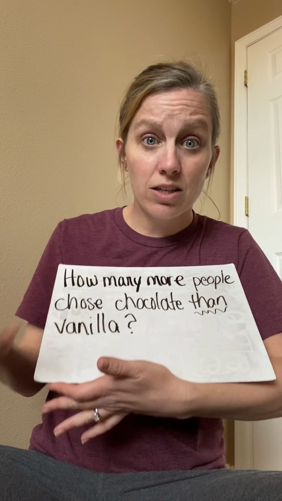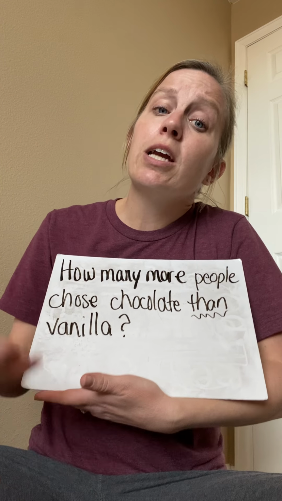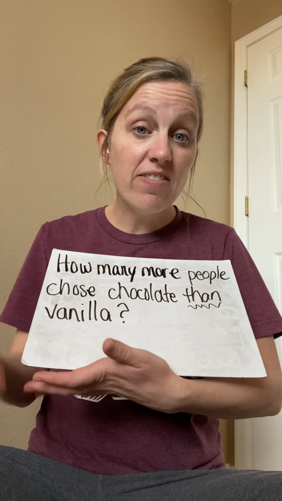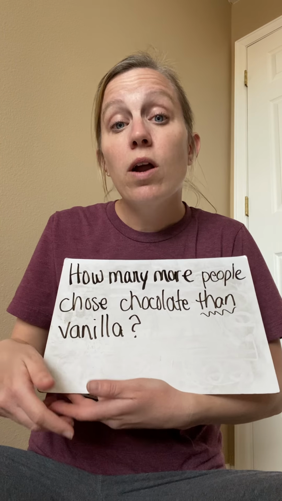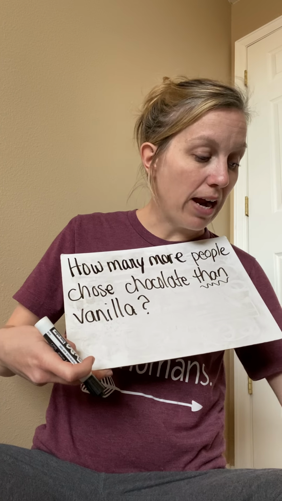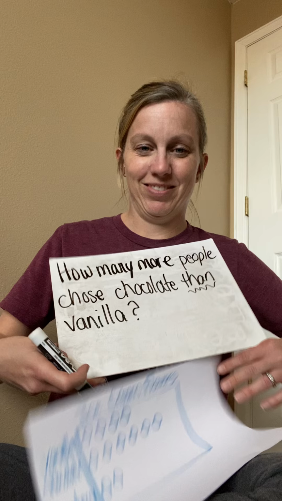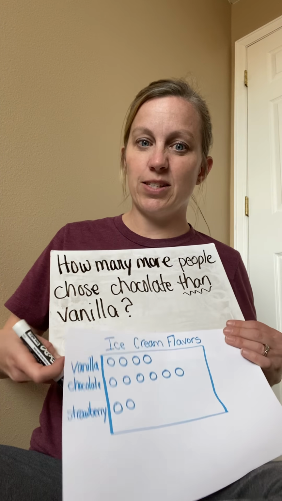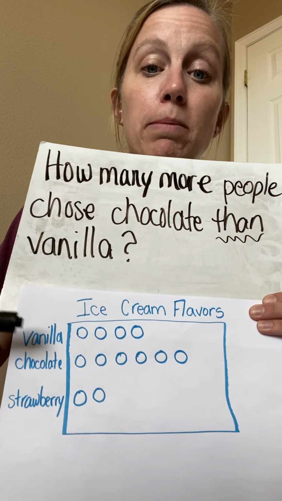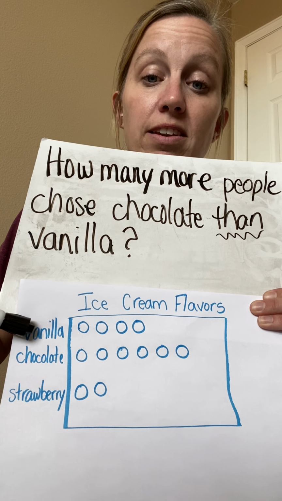When we heard the word than in our math problems, we knew that usually meant we were comparing 2 things. And when we are comparing 2 things, we can subtract the numbers to find how they are different, or we can line up the pictures. So if I'm looking back at my graph, it's hard to juggle all these things when I'm not in a classroom. If I'm looking back at my graph, I want to know how many more people chose chocolate than vanilla.